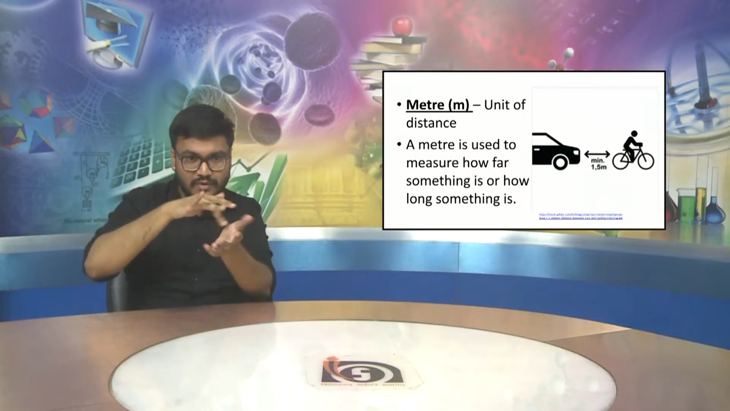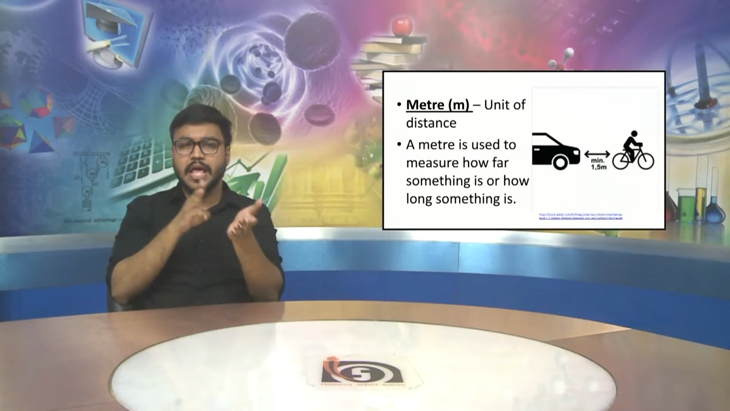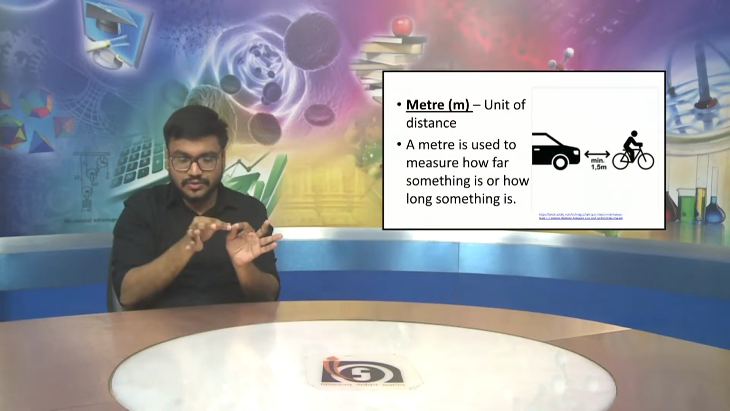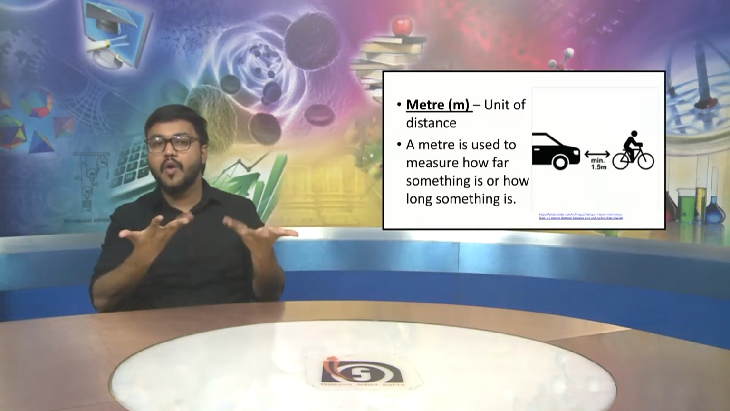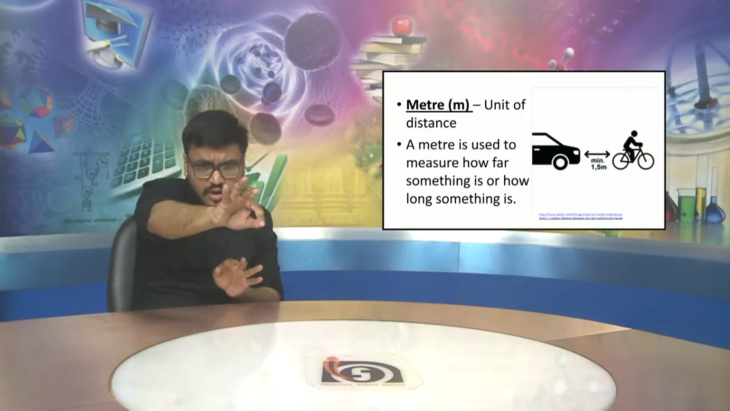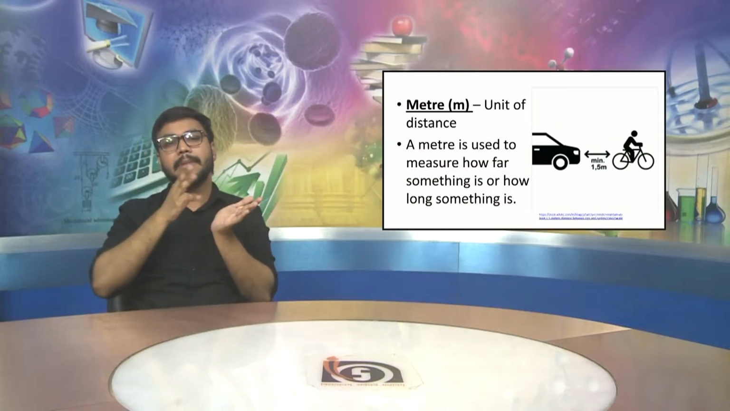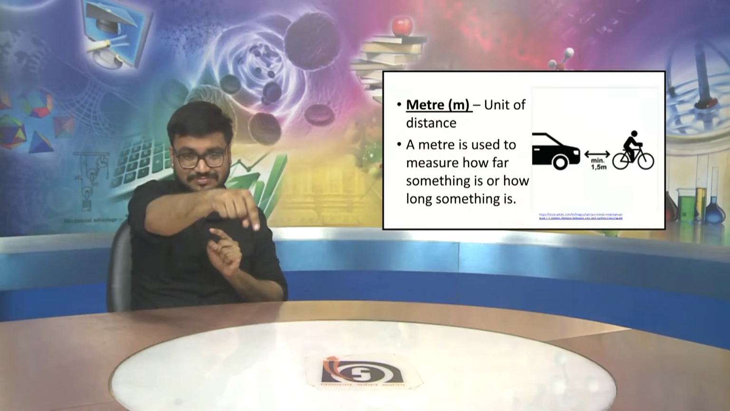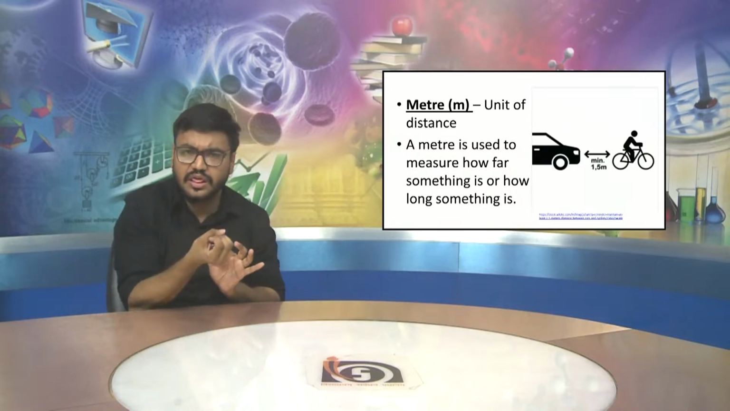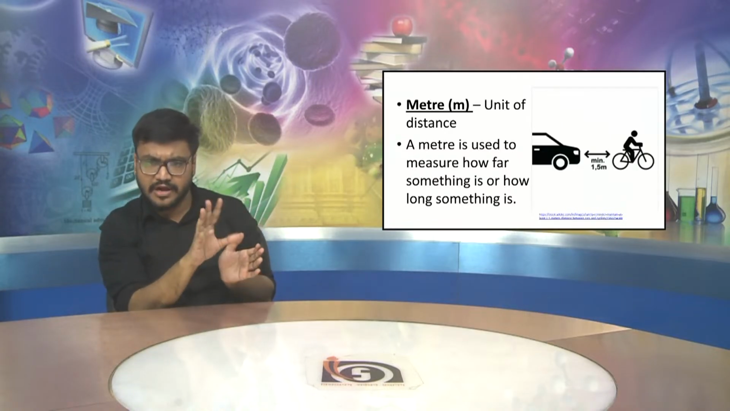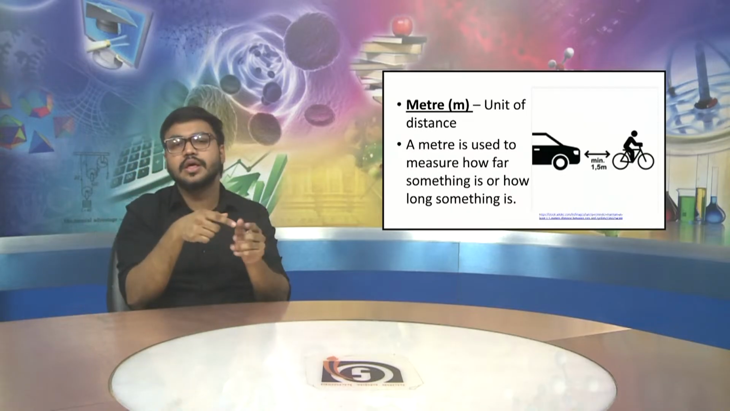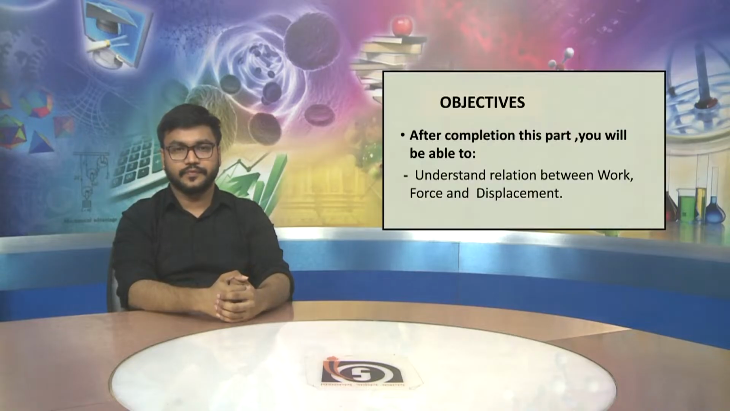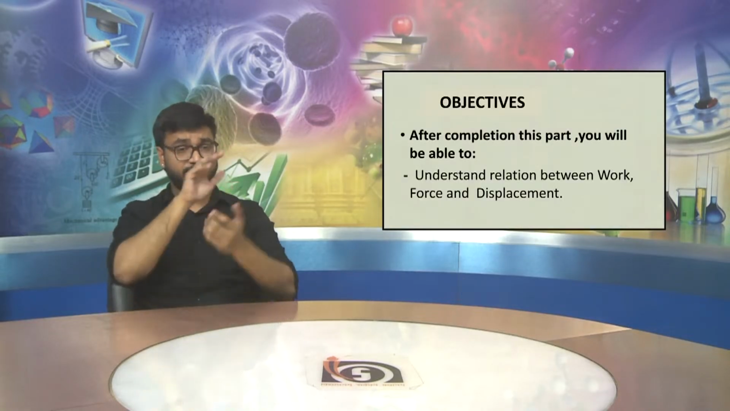Next is meter. Meter is the unit of distance. In simple words, a meter is used to measure how far something is or how long something is. For example, at a red light, every vehicle applies its brake, so the distance between a car and a bicycle is 1.5 meters.